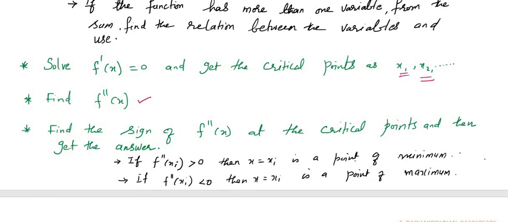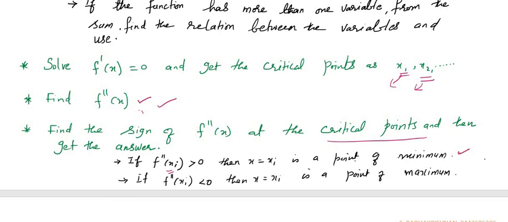Again, last one, see, last one. Here, find the sign of f double dash of x at the critical points. Already we got the critical points here, x1, x2, x3 like this. Now we got f double dash of x. Now you find the sign of f double dash of x at the critical points. Suppose I am taking the critical point as xi. Then if f double dash of xi is greater than 0, then x is equal to xi is a point of minimum. I told already, that's the second derivative test theorem. Understood?